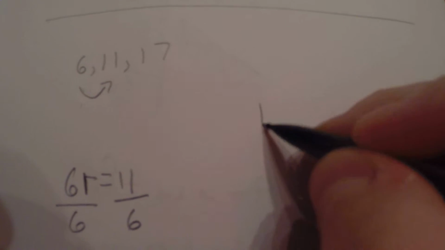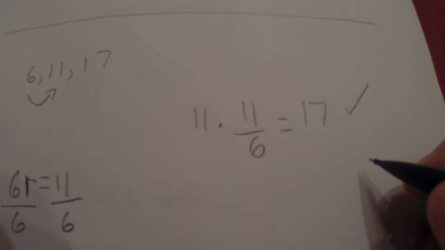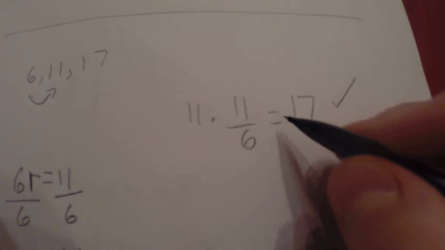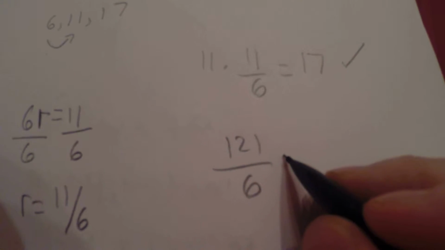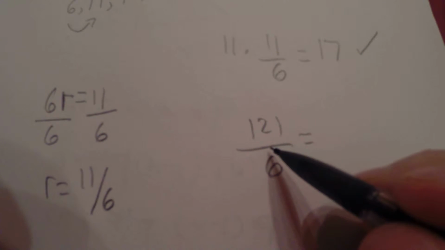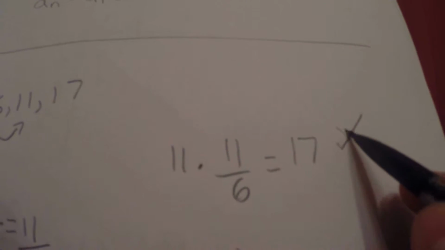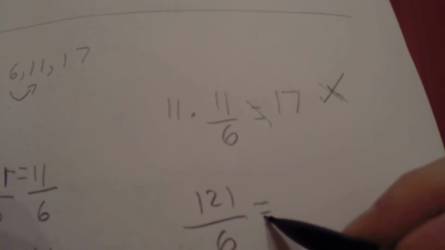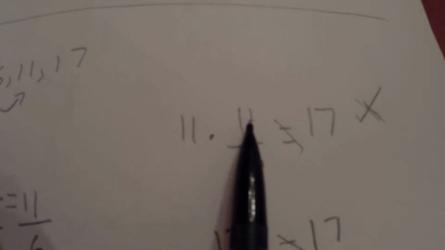So if I take 11 and I multiply by 11 over 6, if it gets me 17, I'm in good shape. But this is not giving me that. This is 121 over 6, and I know 121 over 6 does not go in. 6 does not go evenly into 126. So this is actually wrong, so now I'm going to change this to an X. This is not true. The reason why I know this without even doing any math is 11 is prime.